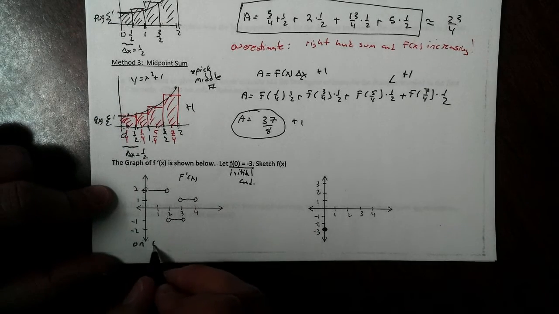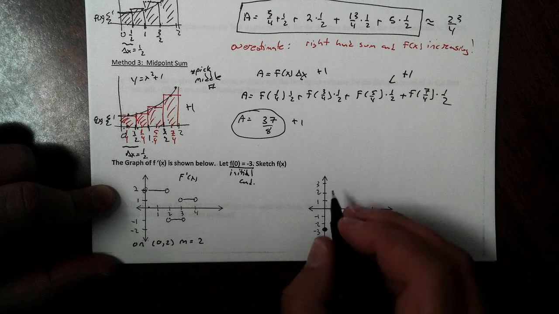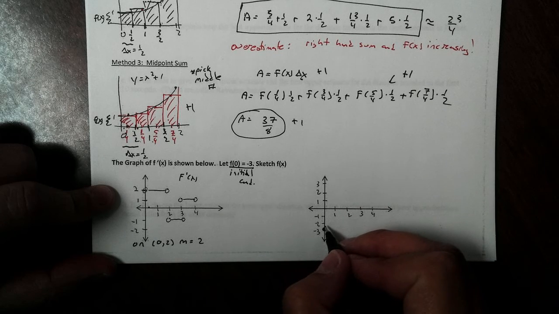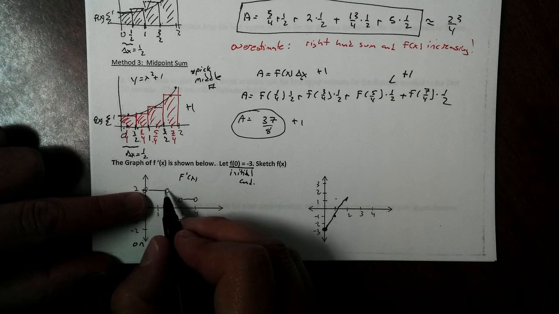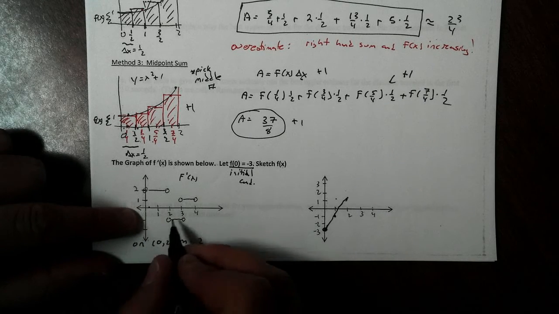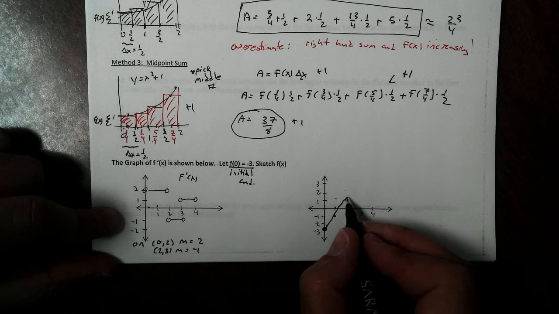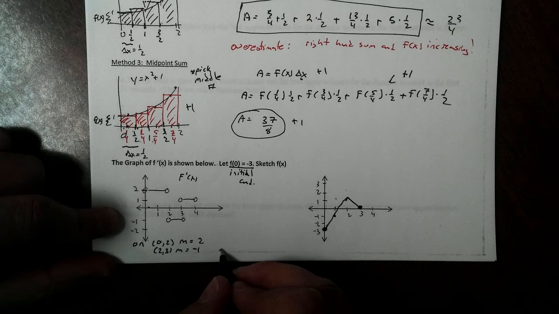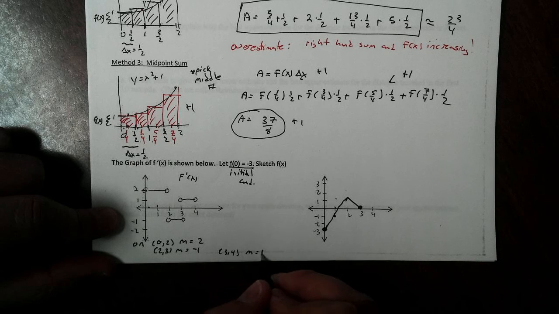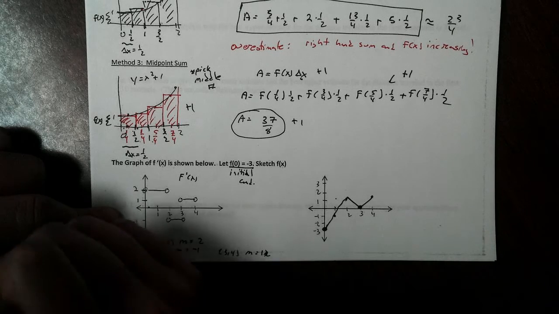On the domain 0 to 2, I know that the slope is 2. So between 0 and 2, the slope is 2. Up 2 over 1, up 2 over 1. Now, very important, notice they have these open circles right here, which means it's not differentiable. On 2 to 3, what are they telling me the slope is? -1. So between 2 and 3, down 1, over 1. And on 3 to 4, they're telling me the slope is 1. Up 1 over 1.